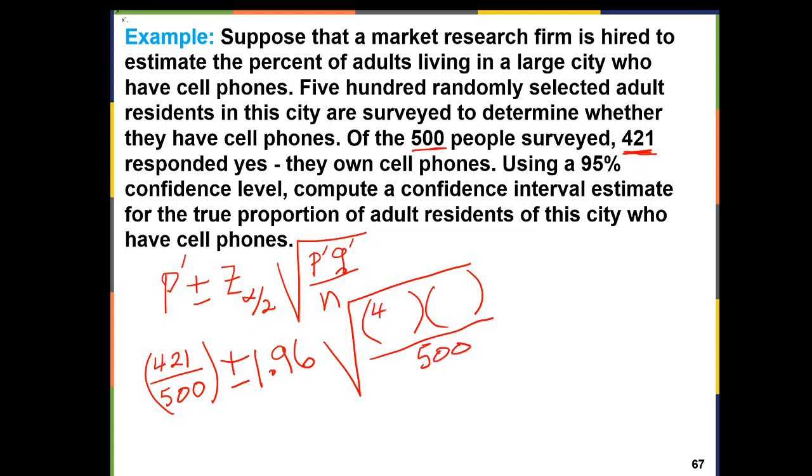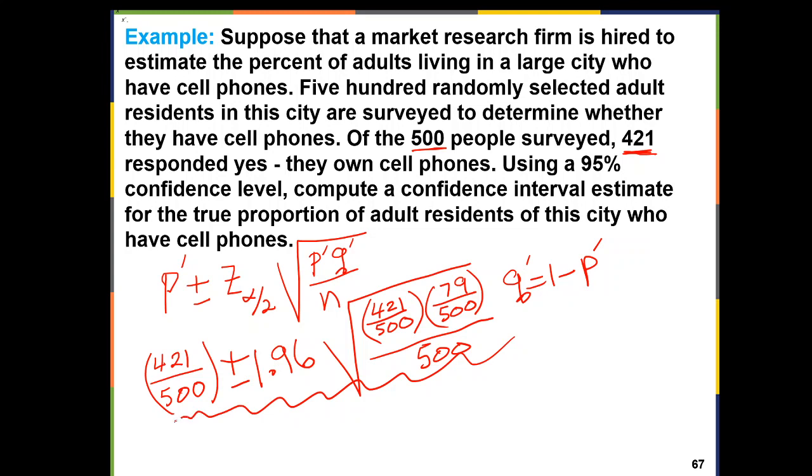Now p prime is 421 over 500. Q prime is 500 minus 421, which is going to be 79 over 500, right? Because you know q prime is 1 minus p prime. And that's it. So we're going to have to do this with the calculator and find it.